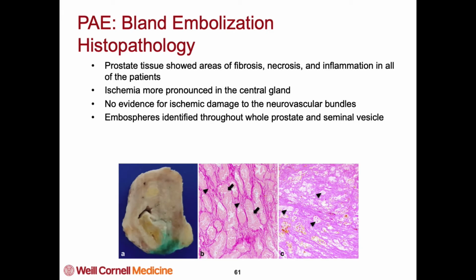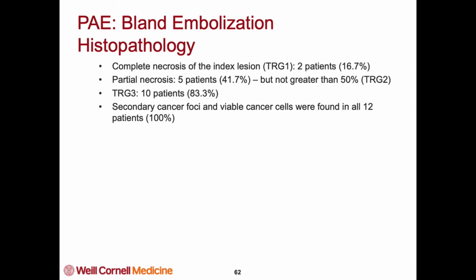And what they found when they looked at the histology was that the prostate showed areas of fibrosis and necrosis, which is what you would expect with ischemic necrosis. And not surprisingly, the ischemia is more pronounced in the central gland versus the peripheral zone. So when you're doing these procedures, you see the prostatic artery, particularly in these big prostates, the adenoma in the central zone is much more prominent. Sometimes that's the dominant one. And then there was no evidence of ischemic damage to the neurovascular bundles, but they did see Embospheres throughout the prostate and the seminal vesicle.